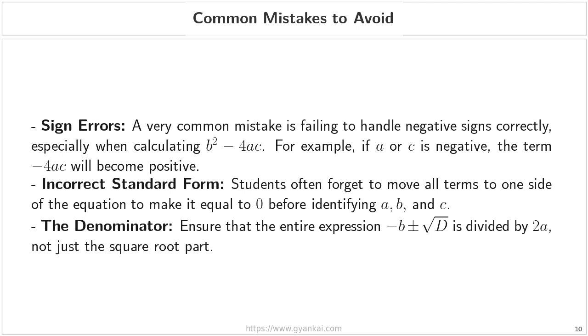Finally, pay close attention to the denominator in the quadratic formula. When you are writing out or calculating the solution, remember that the entire numerator, which is negative b plus or minus the square root of the discriminant, must be divided by 2a. It is a common error to accidentally divide only the square root part by 2a rather than the entire expression. Keep these points in mind, and you will avoid the most common traps in quadratic equations.